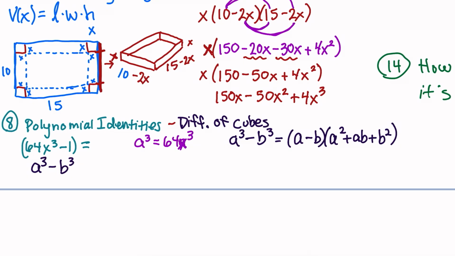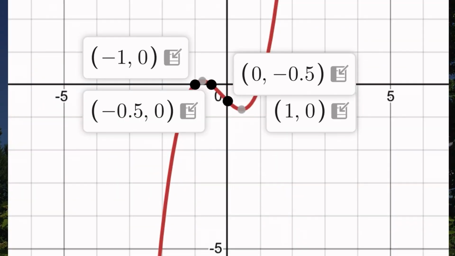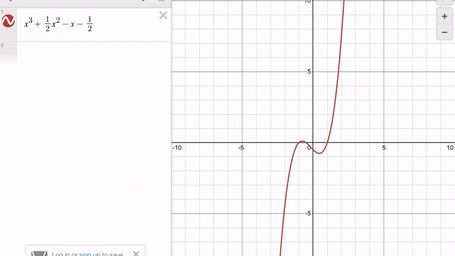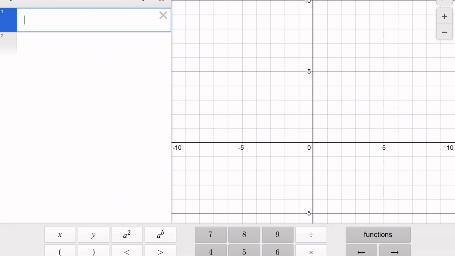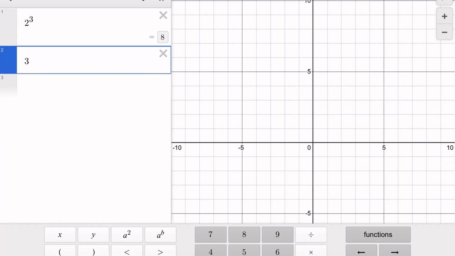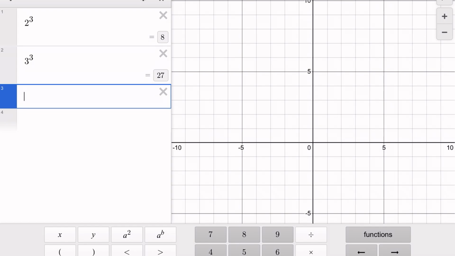But I want the cube root of that. I want to know what cubed equals 64 in order to get just regular a. And you can do that with Desmos. One of the ways is you can just start guessing, right? You can do 2 to the power of 3. Oh, that's 8. You can do 3 to the power of 3. That's 27. 4 to the power of 3. Hey, that's 64. That's what we want.